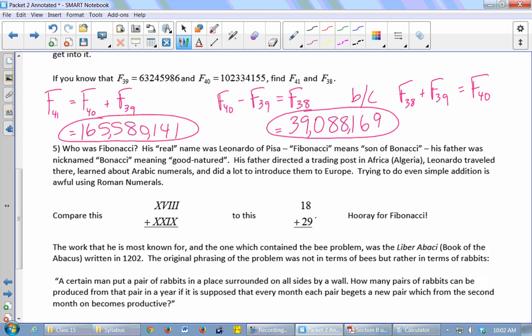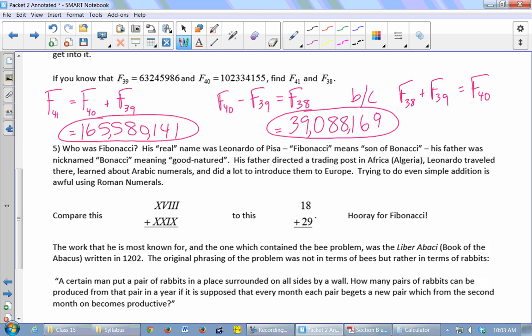So who is Fibonacci? His real name was Leonardo of Pisa. Fibonacci actually means son of Bonacci, and his father was nicknamed Bonacci, which means good-natured. His father directed a trading post in Africa, and Leonardo traveled there, and he learned about Arabic numerals. Arabic numerals are our numerals, the numbers that we use. And prior to that, Europe was using Roman numerals.